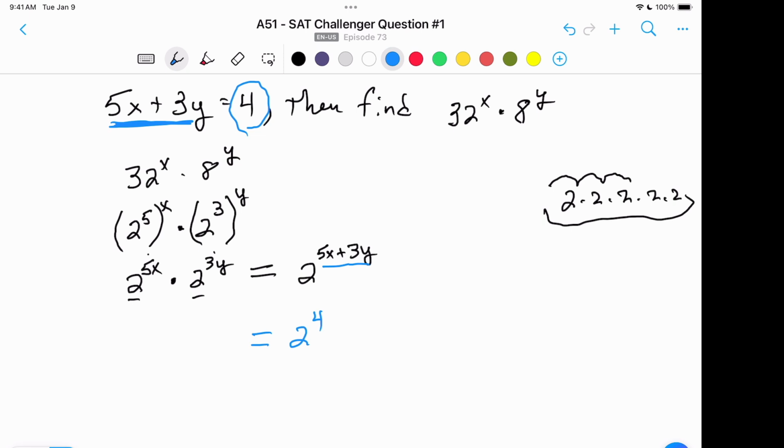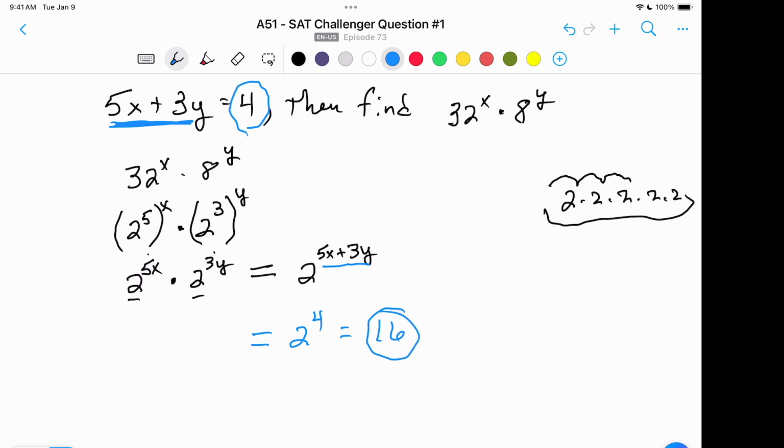That has got to be one of the easiest things to evaluate. 2 times 2 is 4, times 2 is 8, times 2 is 16. And that's your answer. And that's all there is to it.